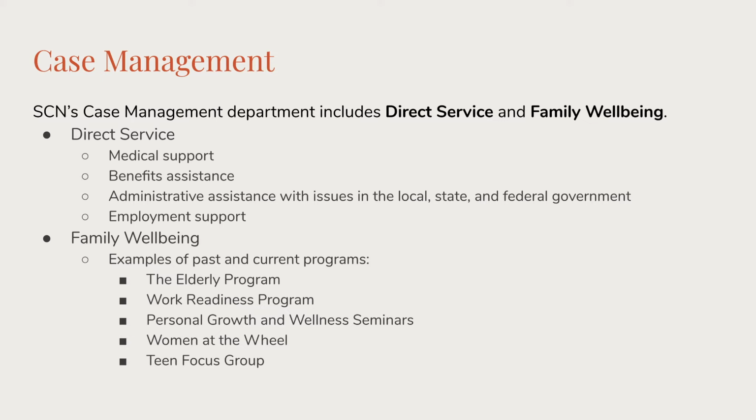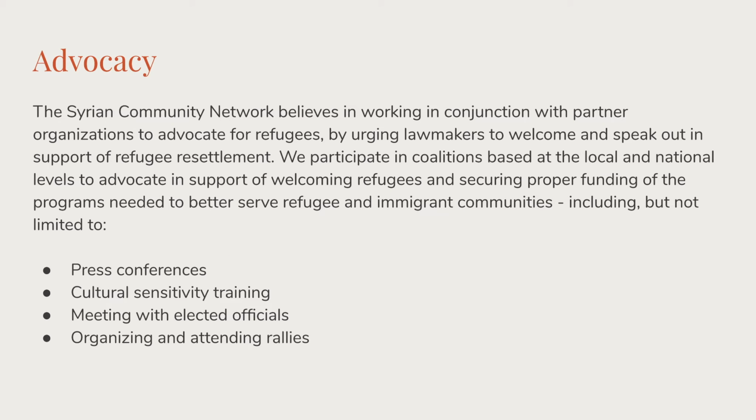So that's assistance with resume building, assistance with completing job applications, connecting clients to employers, etc. Some examples of family well-being programs that also look a bit different season to season. They've included the elderly program, our work readiness program, personal growth and wellness seminars, women at the wheel, and the teen focus group. With our advocacy department, we're holding press conferences, hosting cultural sensitivity trainings, meeting with elected officials, and organizing and attending rallies.